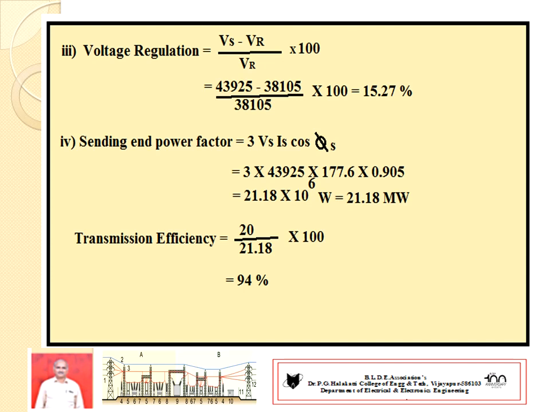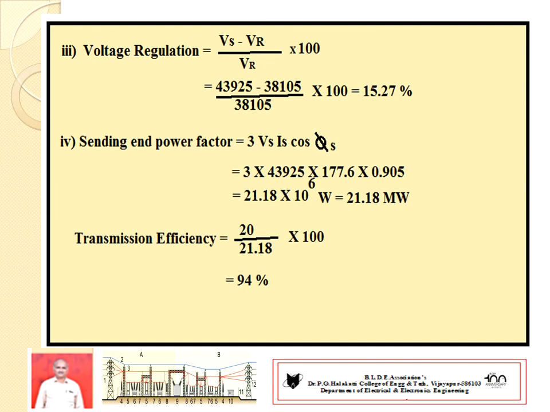Then the sending end power, it is also a small mistake. You make the sending end power equal to 3 times Vs Is into cos phi s. You know Vs, Is, cos phi s. Substitute. The power rating of the transmission line is given in megawatt, so you keep this also in megawatt. 21.18 into 10 to the power of 6 watts we are getting. You convert to 21.18 megawatt.